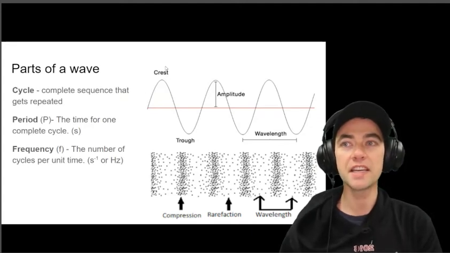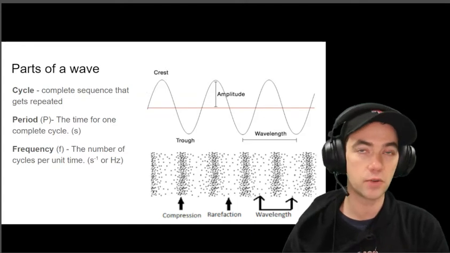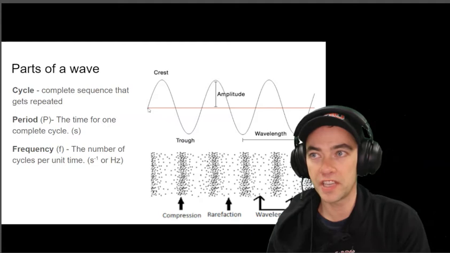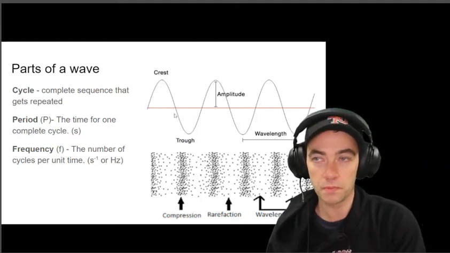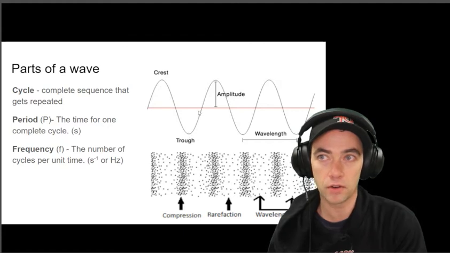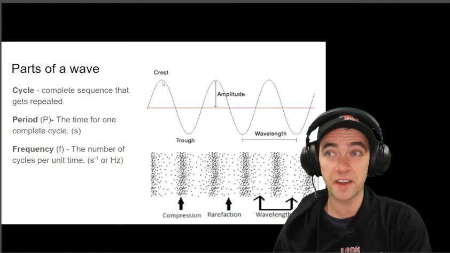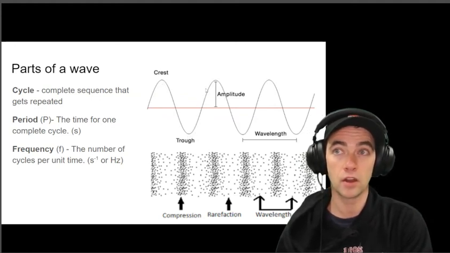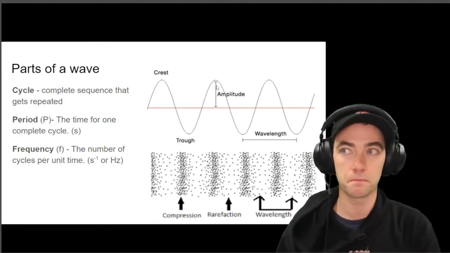Now the first idea is the idea of a cycle. A cycle is defined as a complete sequence that gets repeated. How you choose to define this is up to you. So for example, I could go from right here. In that case, the full cycle would be all the way up, all the way back down, and all the way to the center again. I could just as easily define that as being from a crest, all the way down, and all the way back up. That is one complete cycle.